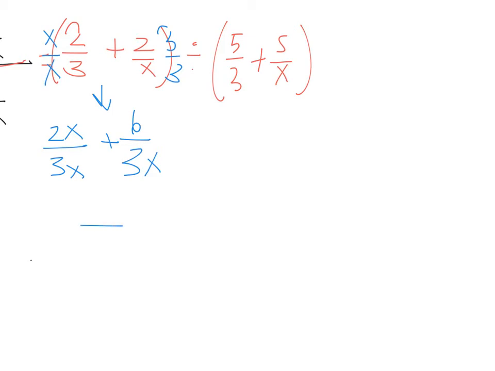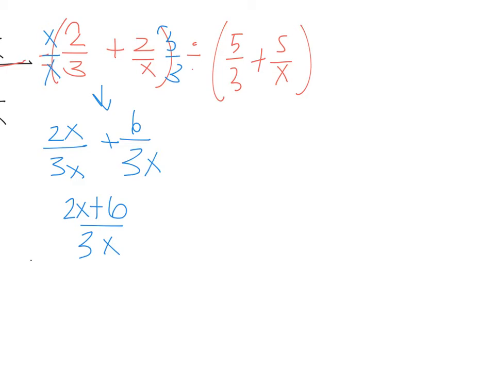So I have 2x plus 6. These are not like terms, so we get this binomial. And then the bottom is just 3x. Okay, so we are totally done with adding those two fractions. Now we just have one fraction. So now we have to do the same thing with the right side. So I have 5/3 plus 5/x.